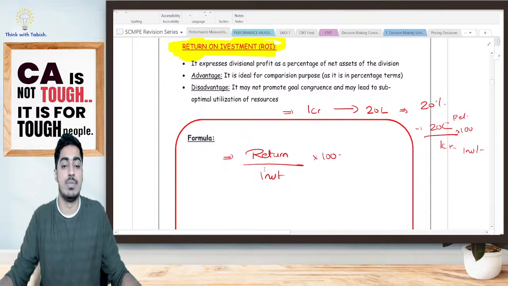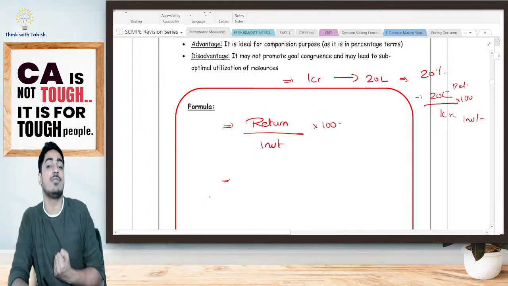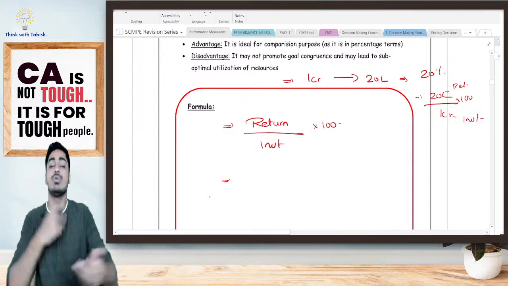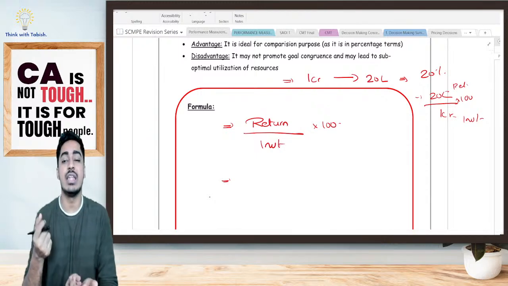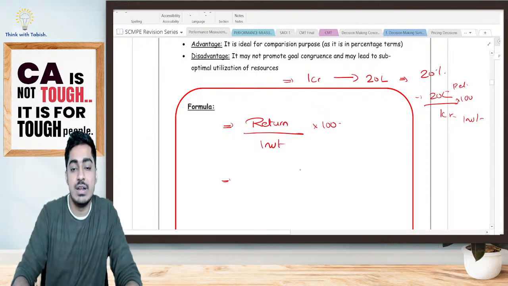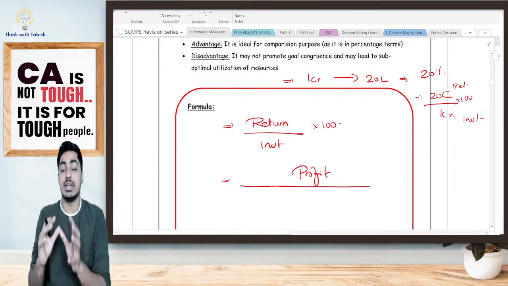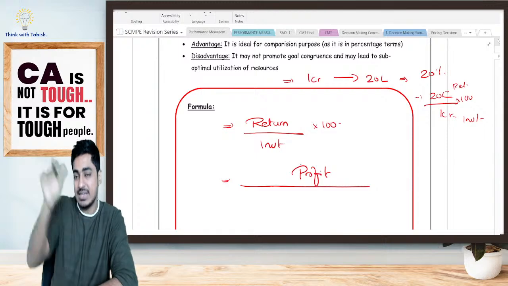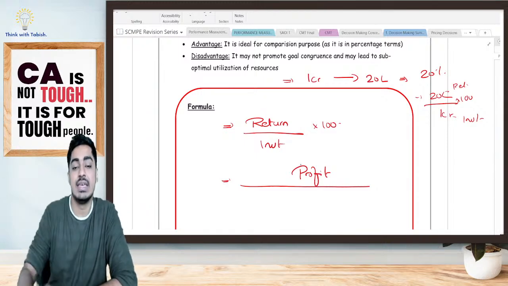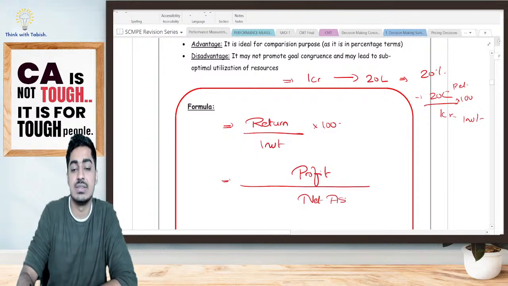Now, when I am telling my return, what is my return? Ultimately, what is the return for an organization? We are carrying out the operations, so what do we ultimately get? What is our ultimate return? It is nothing but my profit. So I will tell it is profit divided by my investment, which is nothing but the investment in the net assets of the organization. Total assets minus liabilities, I'll be having my net assets. That is my total investment. So I'll be telling it is my net assets.